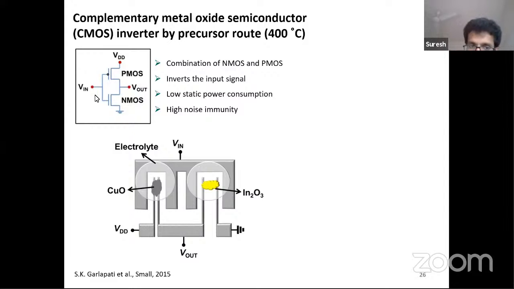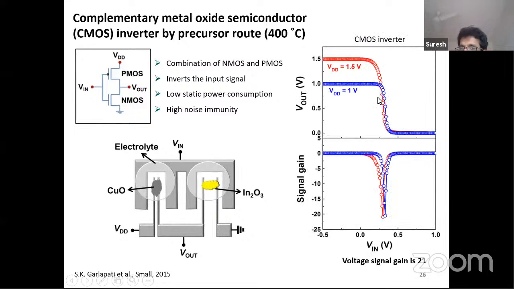So here is the schematic that shows, let's say, copper oxide P-type semiconductor and indium oxide N-type semiconductor, where we can have again the input voltage here, output voltage, and then you can have electrolyte, which is forming the capacitor with both the P-type semiconductor and N-type semiconductor.